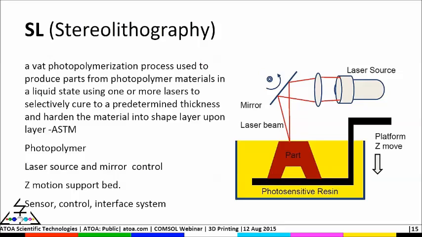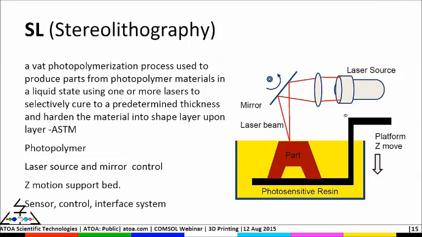Next, we move to the stereolithographic process, simplified as SLA. According to the ASTM definition, in stereolithography, a photopolymerization process is used to produce parts from photopolymer materials in a liquid state, using one or more lasers to selectively cure to a predetermined thickness and harden the material into a shape layer upon layer.